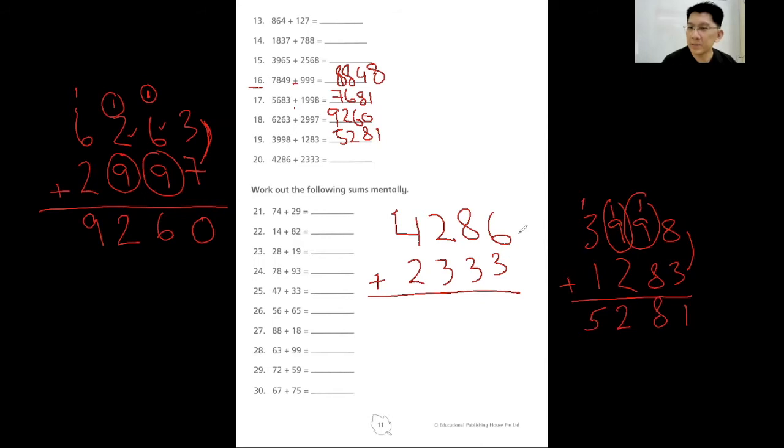All right, 6 plus 3, 9. Okay, 8 plus 3, 11. 11, 2 digits. Because they're 2 digits, the back digit goes here, and the front digit goes to the top of the next group. 1 plus 2, 3. 3 plus 3, 6. Okay, so we get 6 here. And then finally, 4 plus 2 is 6. All right, so the answer to this one is 6,619.